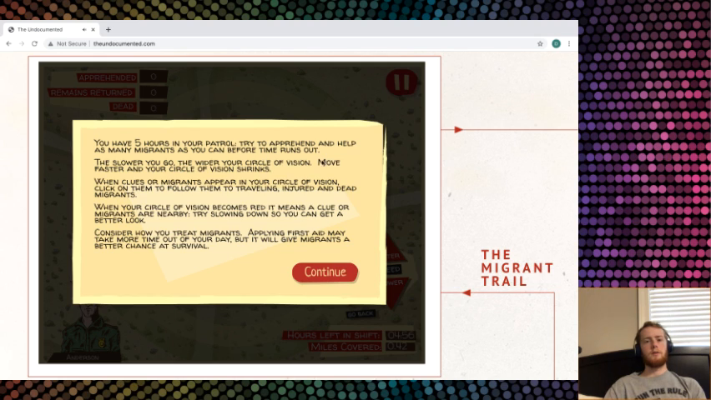Okay, you have 5 hours in your patrol. Try to apprehend and help as many migrants as you can before time runs out. The slower you go, the wider your circle of vision. Move faster and your circle of vision shrinks. When clues or migrants appear in your circle of vision, click on them to follow them to traveling, injured, and dead migrants. When your circle of vision becomes red, it means a clue or migrants are nearby. Try slowing down so you can get a better look. Consider how you treat migrants. Applying first aid may take more time out of your day, but it will give migrants a better chance at survival.